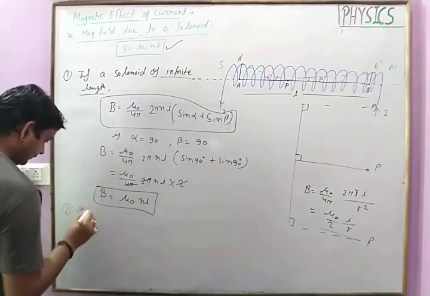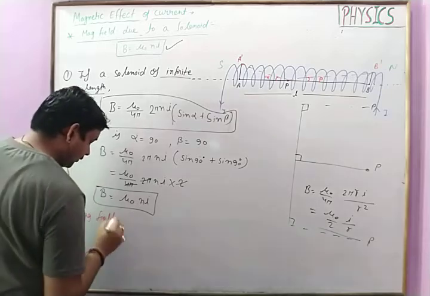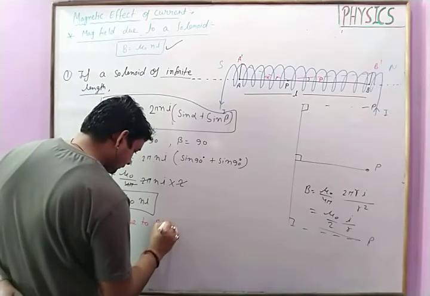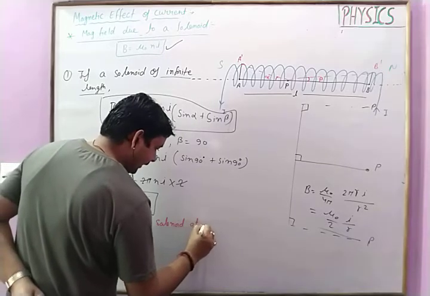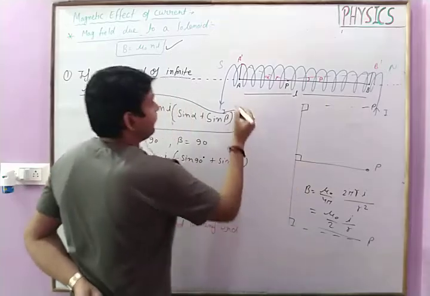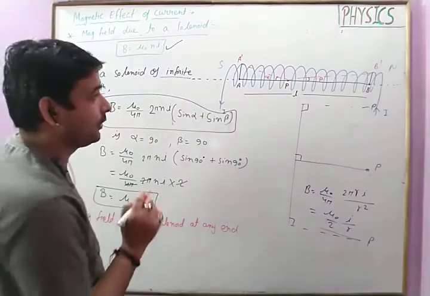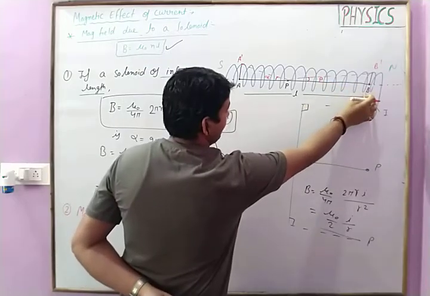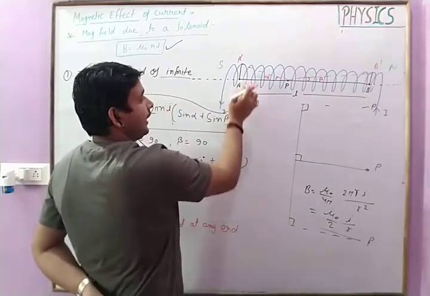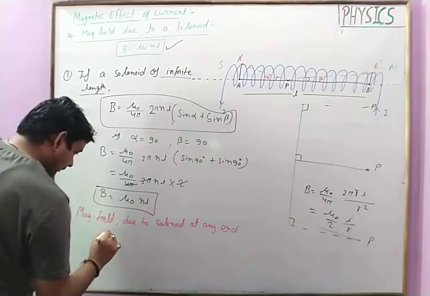Now the second case is magnetic field due to solenoid at any end. Say if this is A and this is B, then if we find the magnetic field here and this is an infinite length solenoid, then in this case beta will be 90 and alpha will be 0. If we calculate at A then alpha will be 90 and beta will be 0.